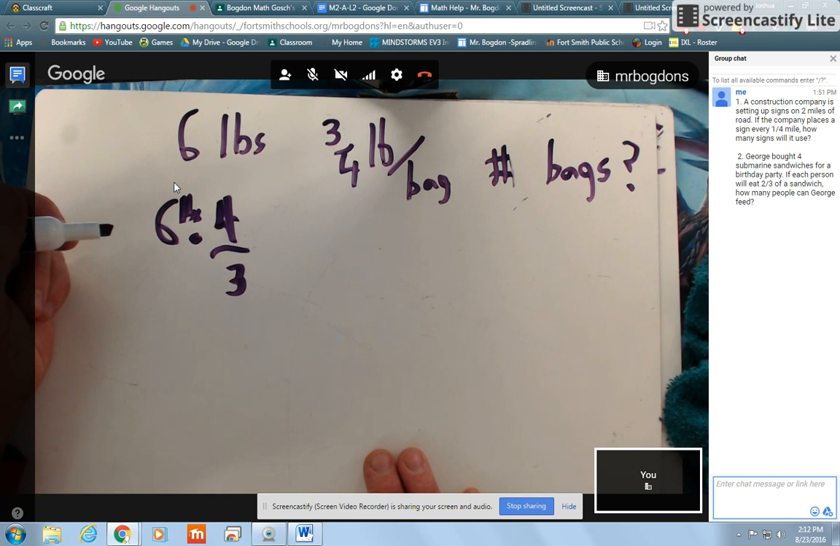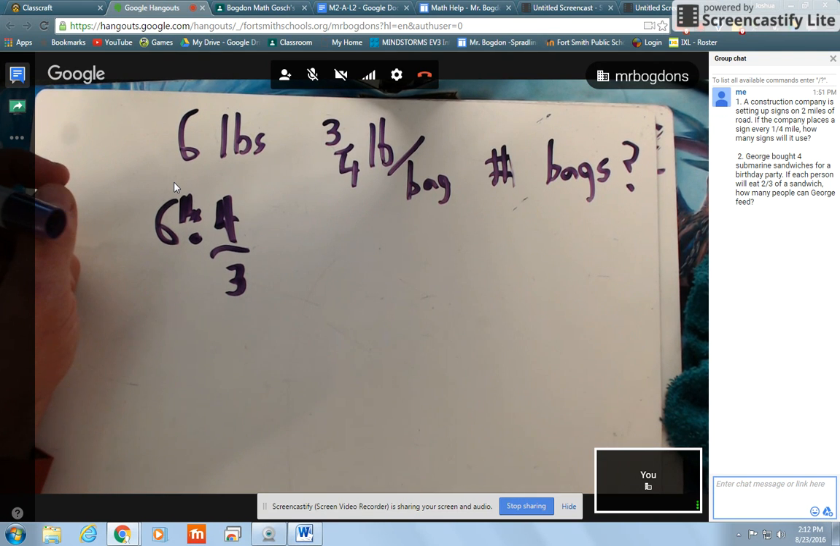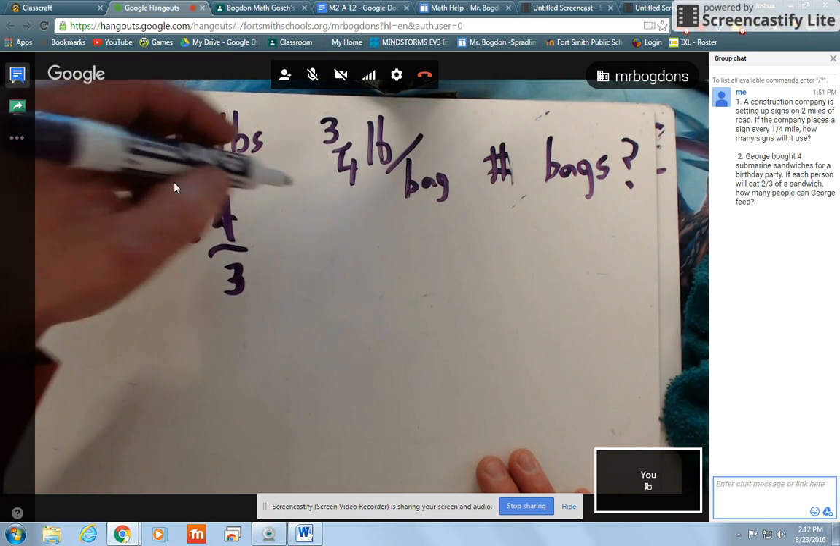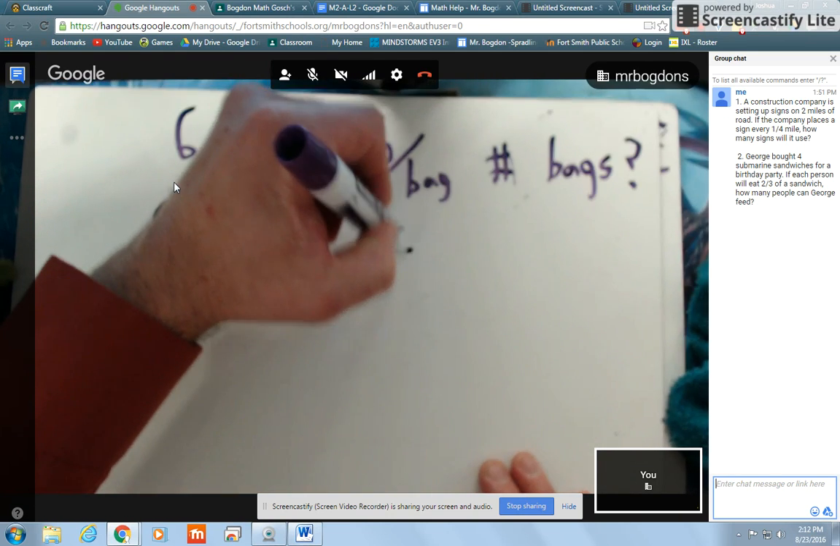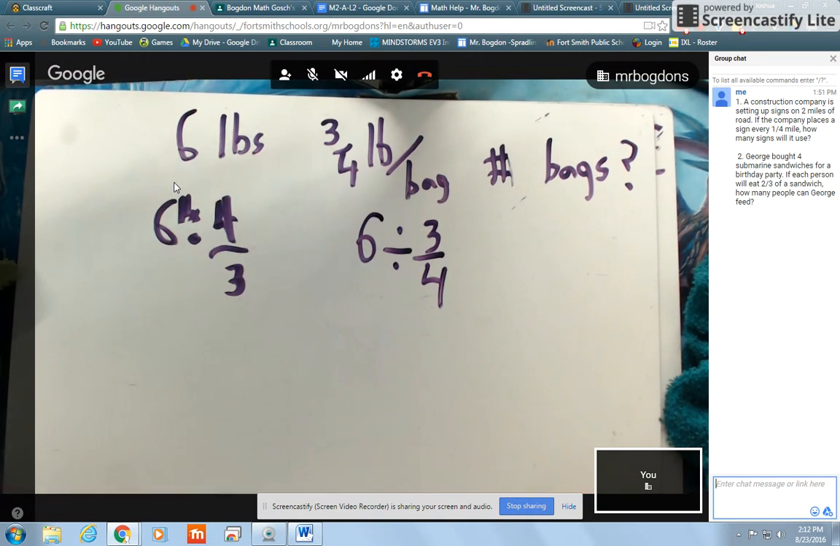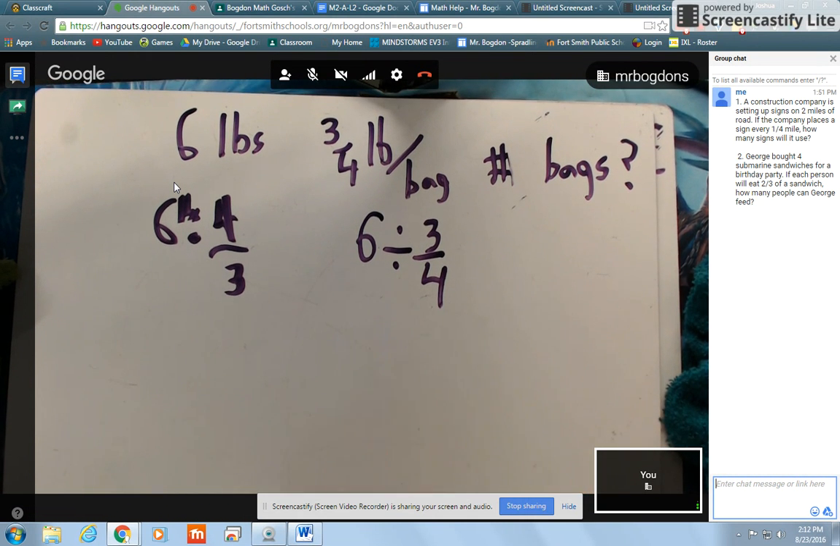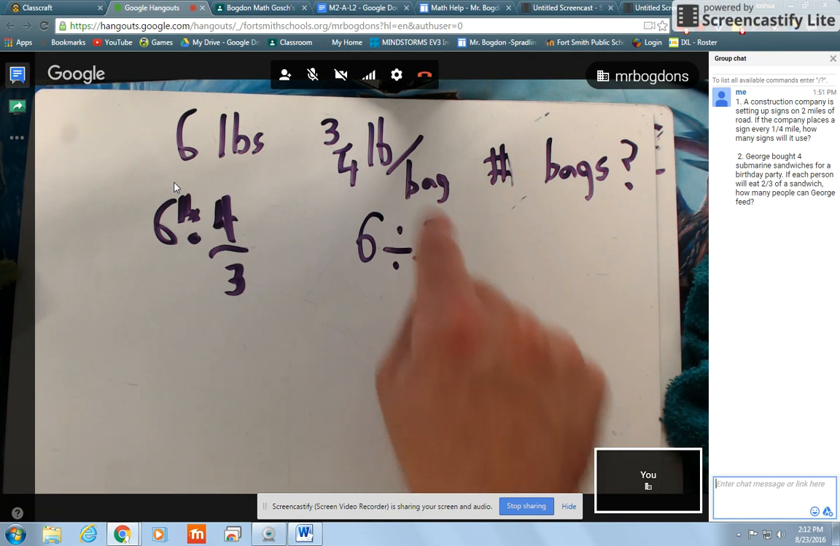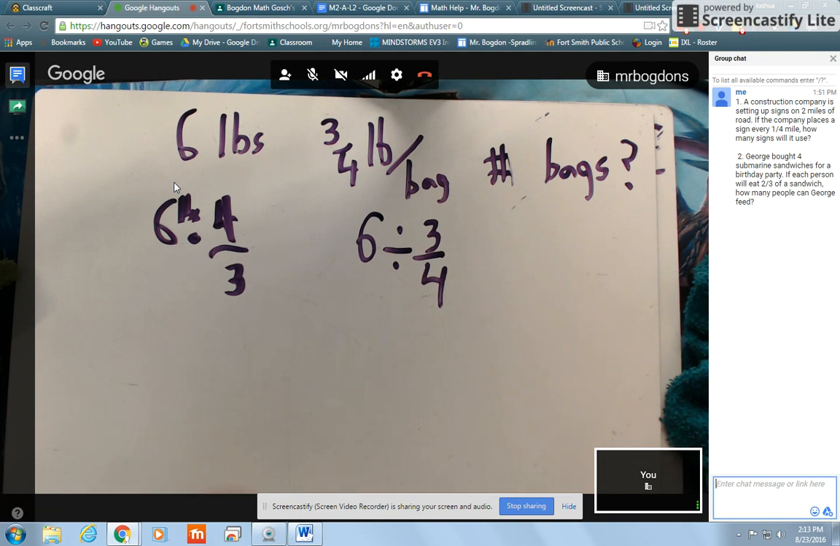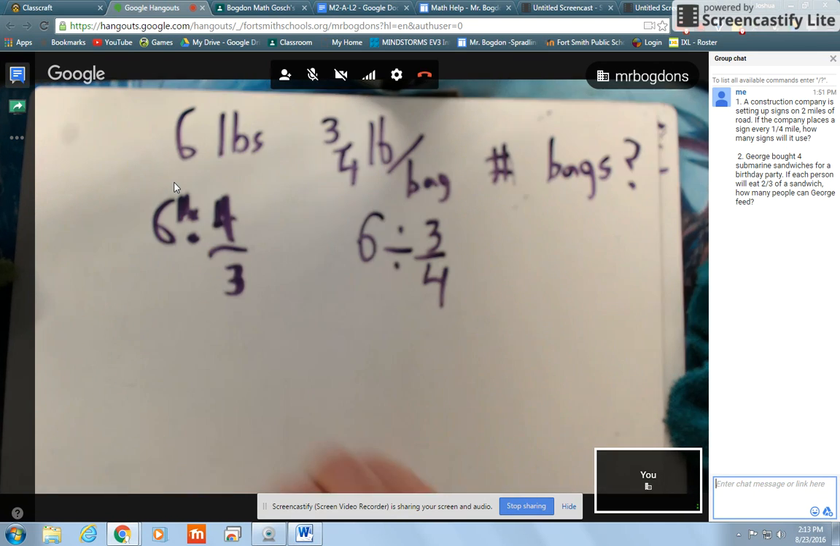Anyone agree with that? Okay, several people agree. Someone give me a division sentence. Go ahead, Chakai. 6 divided by 3/4. Okay, both of these make sense because either way, I'm trying to find out how many groups of 3/4, how many groups of the size of 3/4 I can pull out of the 6.